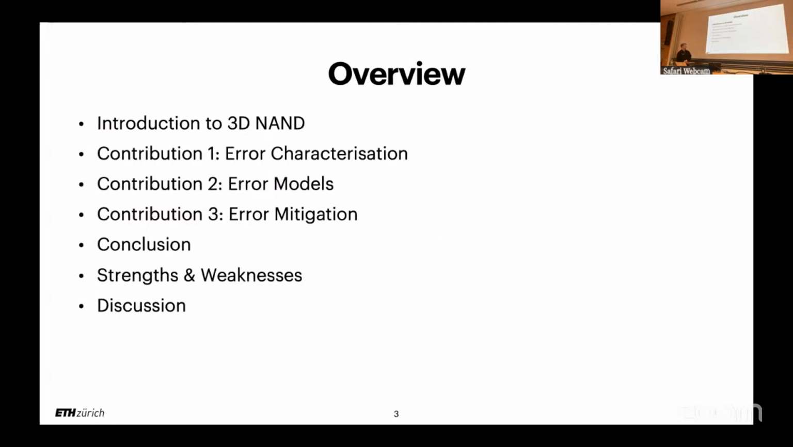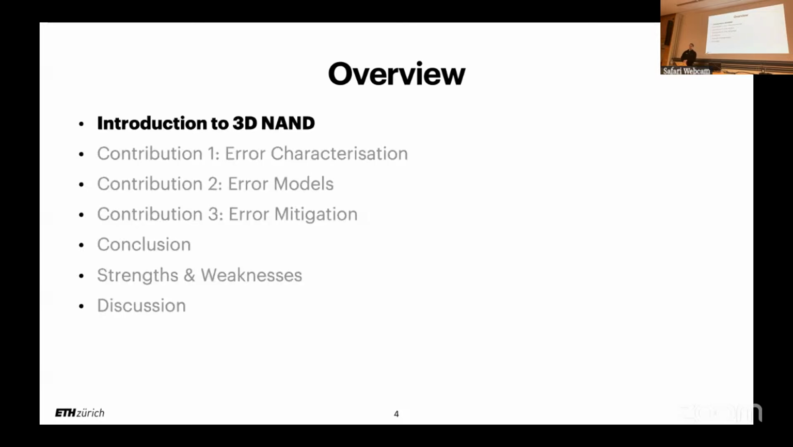So let's look at the overview. First, I'll introduce 3D NAND, then we'll go into the contributions, conclude, and summarize them again, look at the strengths and weaknesses of the paper, and then go into discussion.